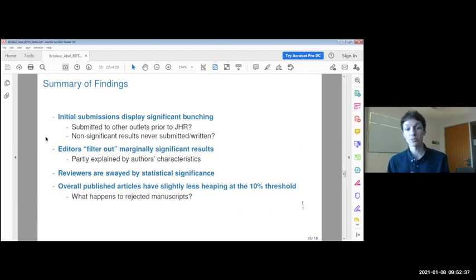So what we're going to be doing here is a survey, trying to get more information. I'll come back to this in a minute. Then at the stage of the editors, as I said, they filter out marginally significant results. The reviewers do the opposite. And overall, there's not much going on. Now the question is then, what's happening before submission, but also what's happening after submission?